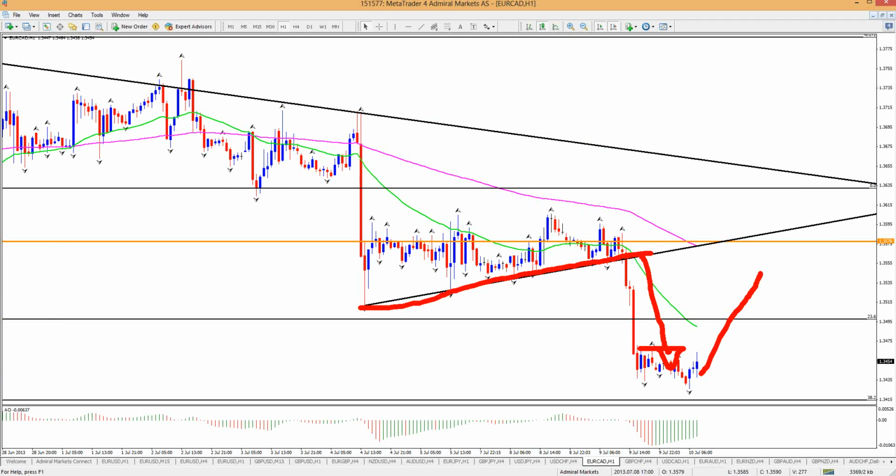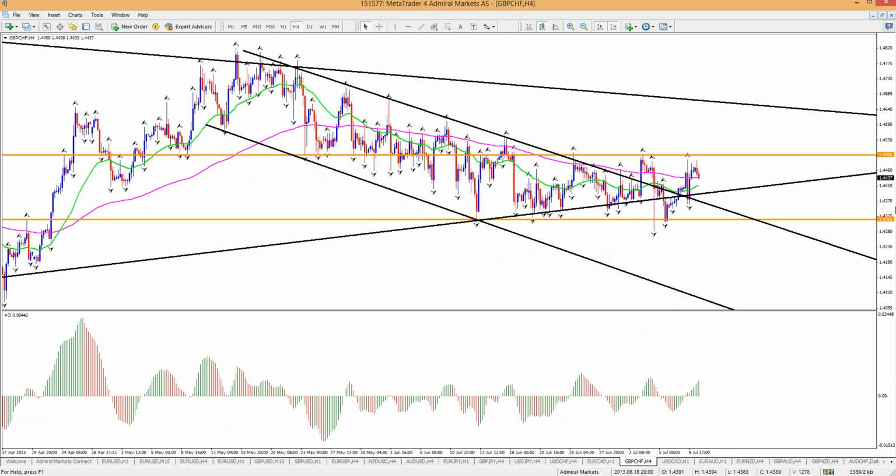And if it hooks back, I think it could fall one more time. We don't have any divergence here, so I like that. Definitely on my watch list. I don't think it's going to happen in the next 30 minutes, but for today, that's definitely on my watch list. Pound Swissy is basically ranging.